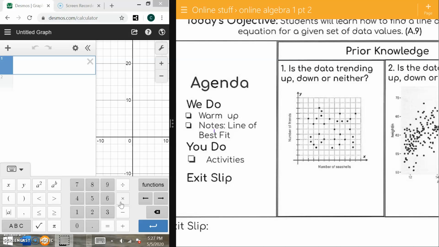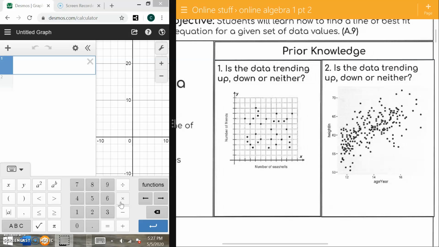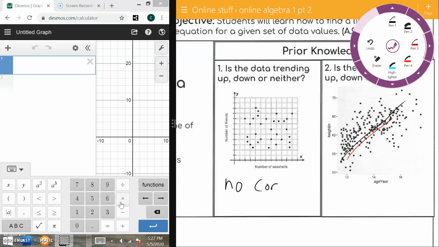So, let's get started. What correlation is, basically, is which direction the data is trending. So my warm-up here will serve as those notes. Is the data trending up, down, or neither? Well, here you see some lines that are kind of just across. There's not really a direction, so that would be no correlation. And then this one, you notice, starts about here. There's a little trend line right there. That would be trending up.